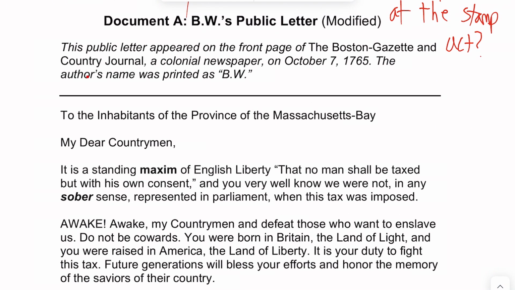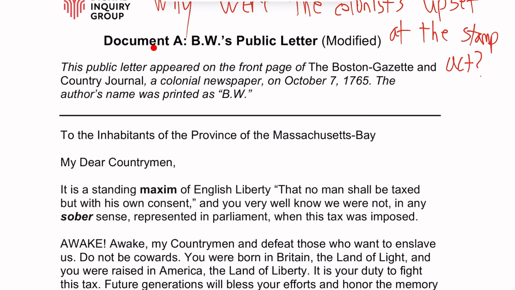I'm going to talk through some different aspects here. The first thing we're going to start by doing is document A. It says BW's public letter, and it says modified. So BW, I'm going to assume there are some initials. It's not someone's full name, but maybe somebody with a nickname. The document tells me this is a public letter that appeared on the front page of the Boston Gazette. Oh, I found that interesting. The Boston Gazette, I'm going to highlight that. We're going to come back to that. And the Country Journal, a colonial newspaper. It appeared on October 7th, 1765, and the author's name was printed as BW.